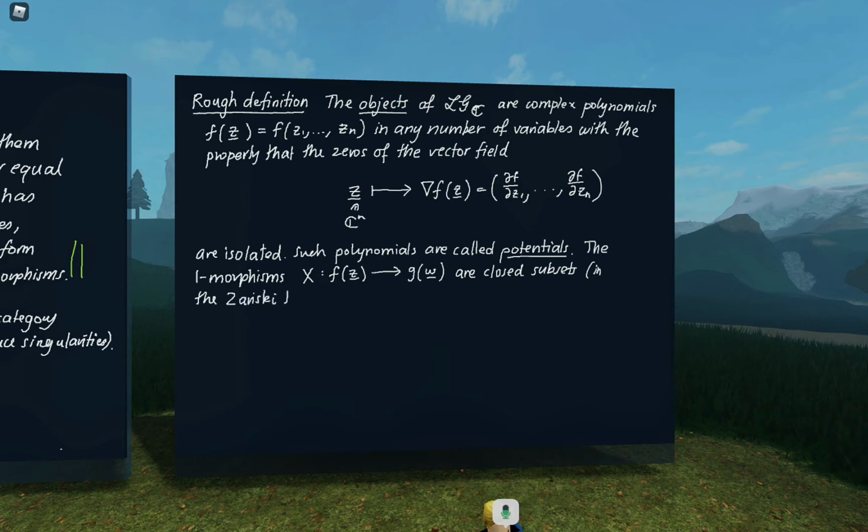You don't really need to know what that is for the moment, but I can't say subvariety, I can't say subscheme, so I think maybe this is the easiest thing to say. Closed subsets of the zero set of G minus F.